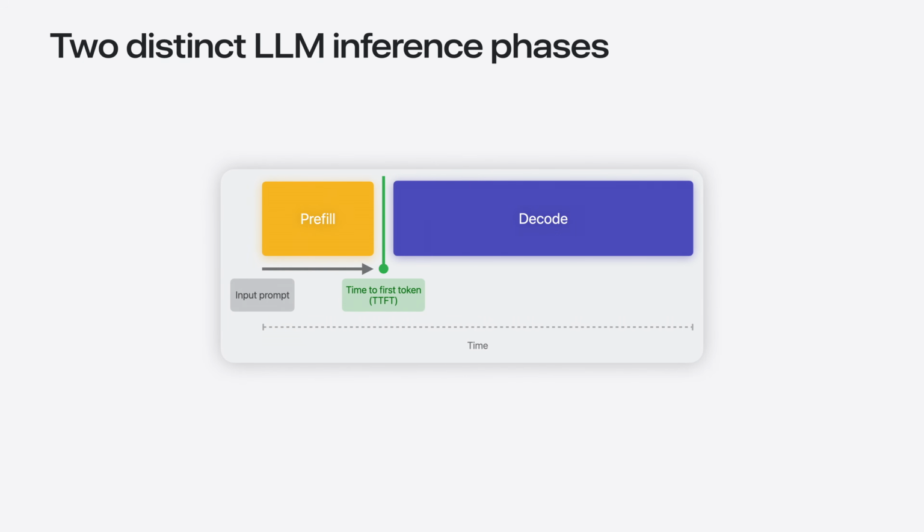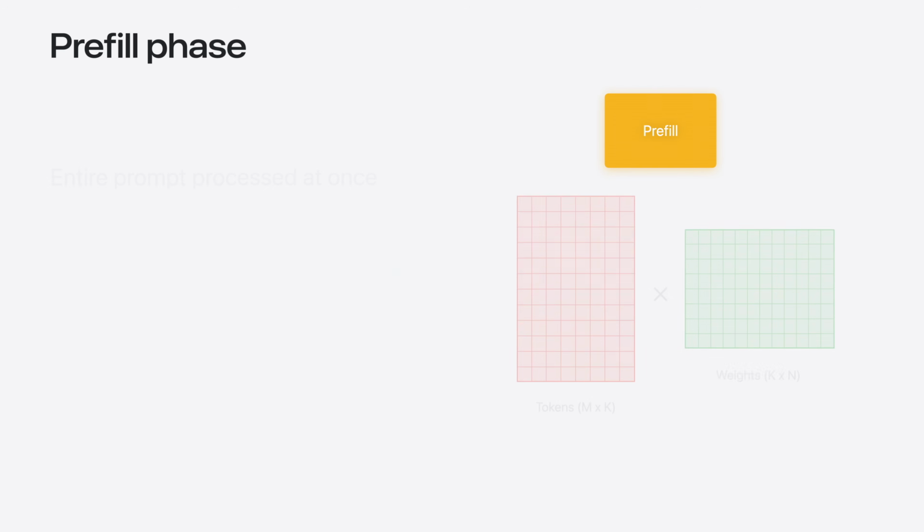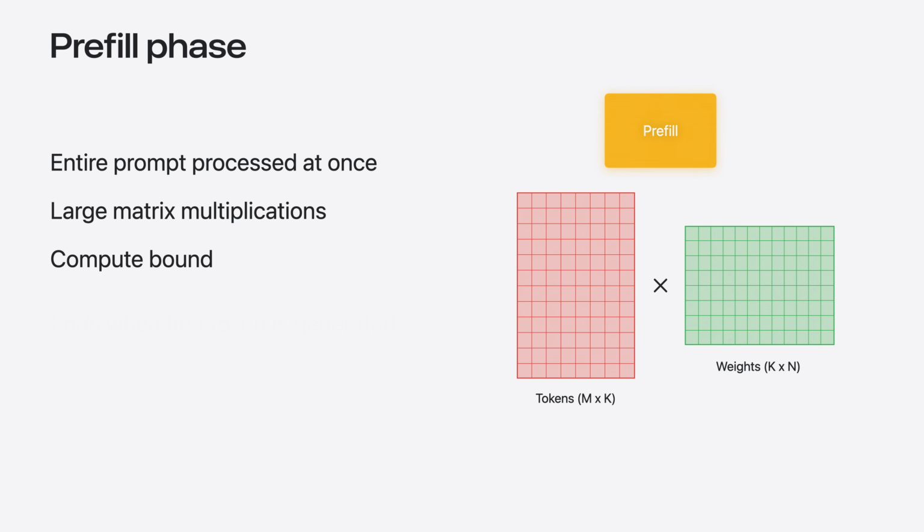LLM inference happens in two distinct phases. First is the prefill phase. This is where the model processes your entire input prompt using large matrix multiplication operations to compute the first output token. It's compute bound, meaning the GPU is doing heavy math. The prefill phase ends when we generate the first output token.